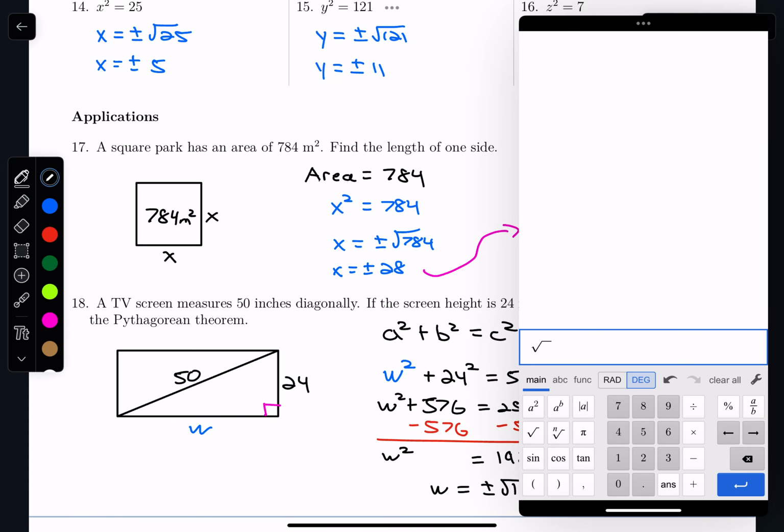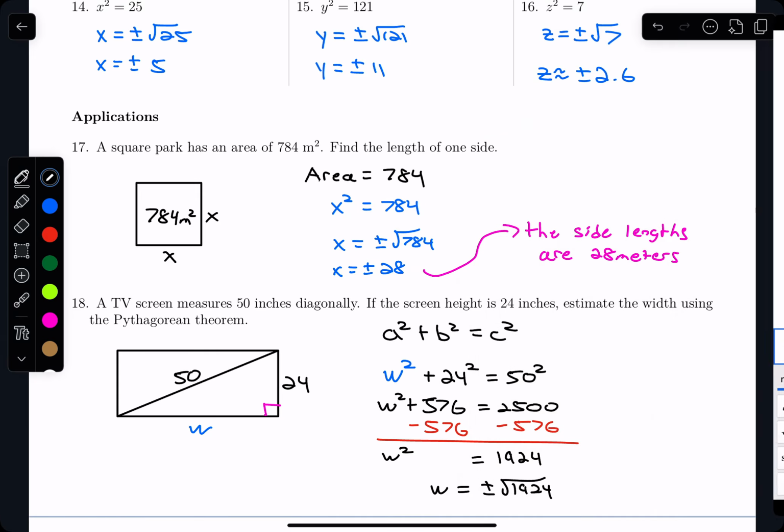So square root of 1,924 gives me approximately 43.86. This problem does not tell me what to round to. It just says estimate. So we could say that it's about 44 inches would be a reasonable estimate, or I'm going to go to 1/10. So we're going to call this 43.9 inches.